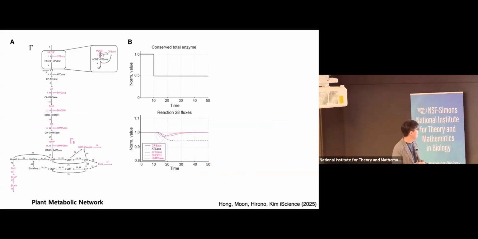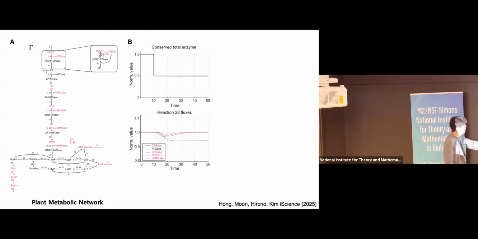And this is another system. This is a plant metabolic network. And again, pink is the strong buffering structure. So if we perturb the pink, then again it comes back to the origin. But if we perturb the black, then we lose the original steady state. And here is the experiment.